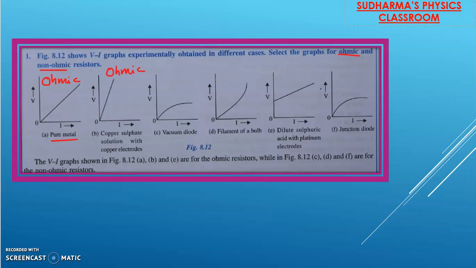Third case, see, vacuum diode. So this is one example for non-ohmic resistors. So this is non-ohmic because the graph is not a straight line. Fourth one, filament of a bulb. This is non-ohmic. I discussed why this filament of a bulb is non-ohmic, right? Because the temperature increases to a very high value. So there the temperature is not remaining constant, so it comes under non-ohmic resistor.